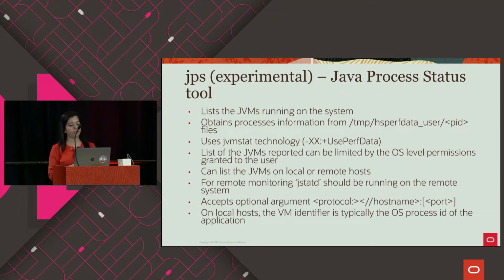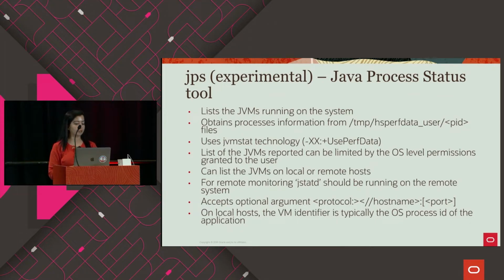The list of JVMs reported can be limited by the OS level permissions, which means that if user A is trying to view processes and some of those processes were started by user B, but user A doesn't have the permissions necessary to look at the folders created under hsperfdata, then user A won't be able to see the processes created by user B.